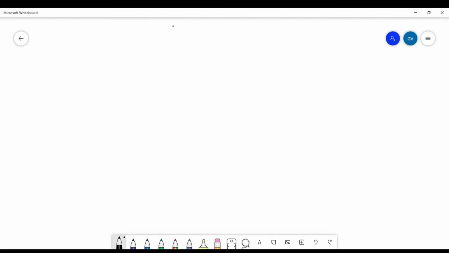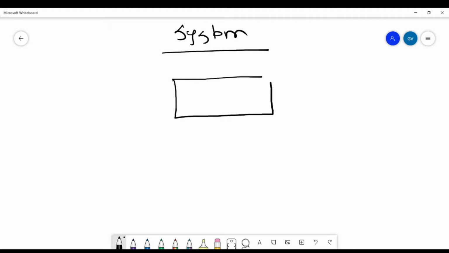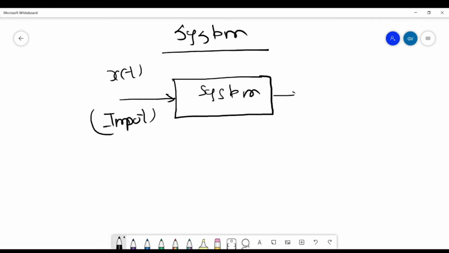Today we will describe the topic known as systems. Basically, we are given a system. Let's suppose this is a system. Here we are giving an input in the form of x of t, which is a continuous signal, and we are getting a continuous output named y of t. This is the output.